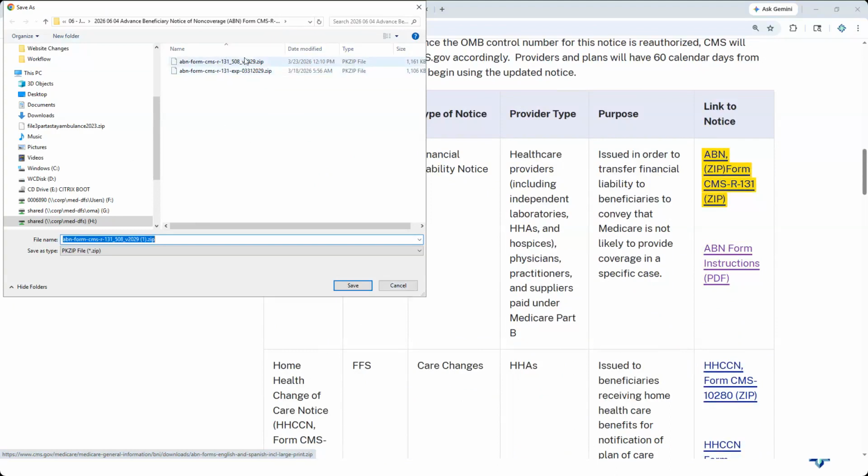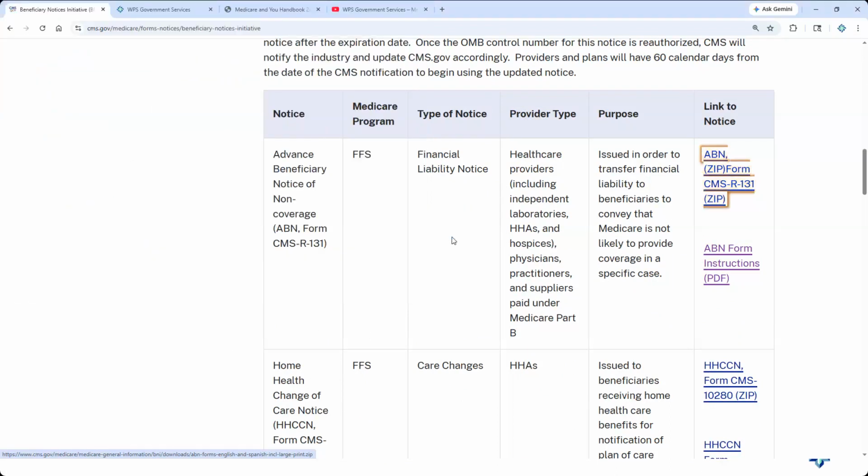By saving it, it's going to give you some different options for the form. The reason for that is, do you want English? Do you want Spanish? You have to use the proper form to help the patient understand. You've probably heard me say that a little bit in the past if you've attended any of my webinars.